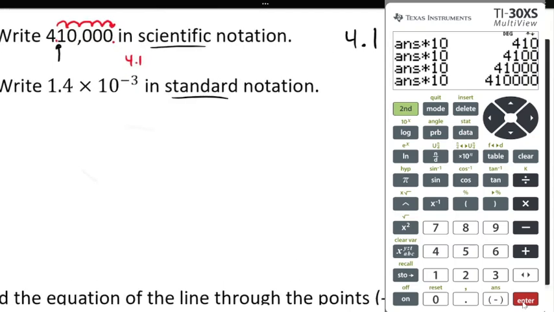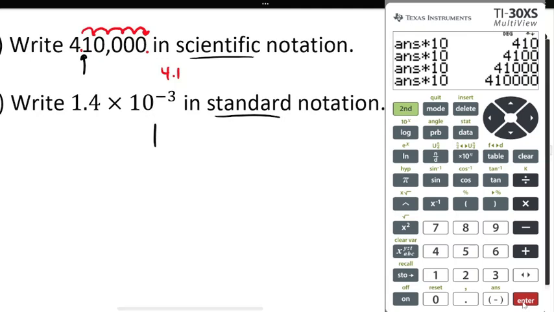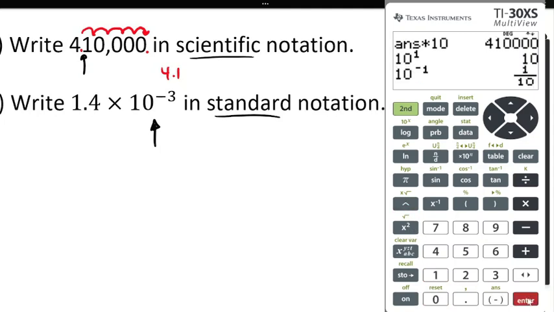Now, this next one, right, we've got 1.4, and we're asked to write it in standard notation. Now, we'll notice that this is not factors of 10. These we're multiplying by 1/10, right? Remember, when I see 10 to the first power, that's just 10. But when I say 10 to the negative 1 power, that's 1/10, right? So this means I'm dividing by the number 10.